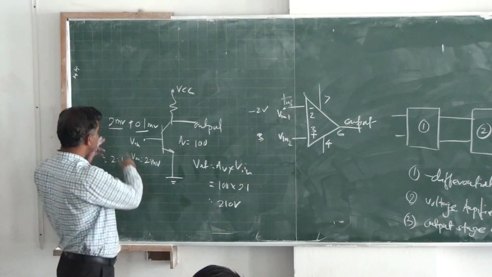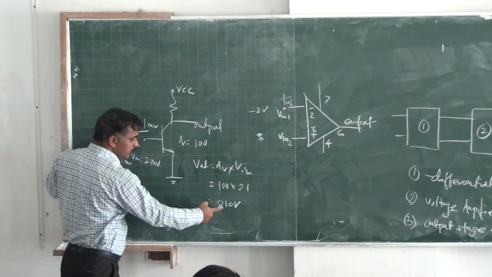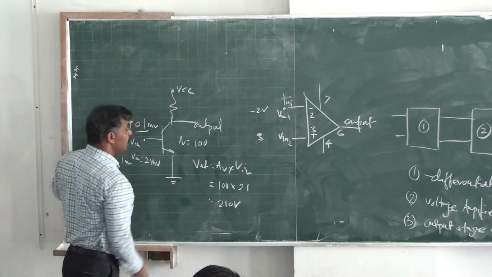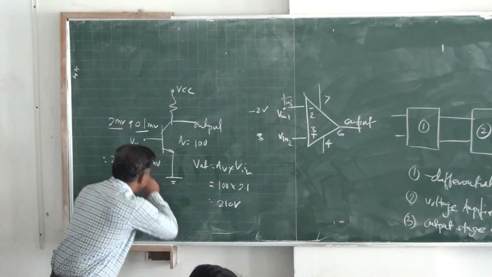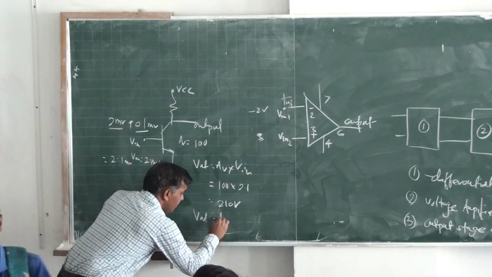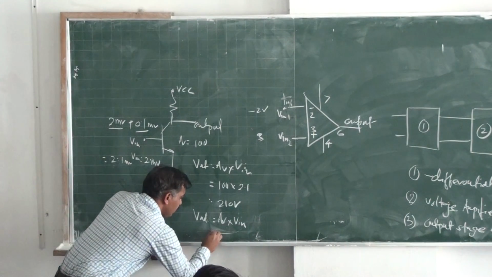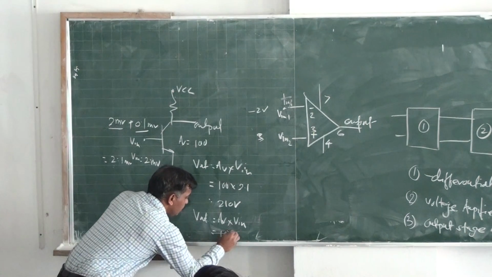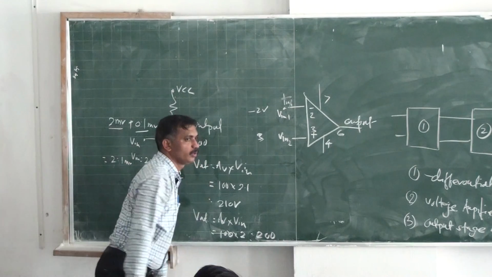Here the actual signal is 2 millivolt and 0.1 is the noise voltage. So for the total voltage you got 210 something volt. But as far as we are interested in 2, if you consider only the actual signal, Vout will be AV into Vin, where Vin is the actual signal. Let's say this is 100 into 2. So this will be 200 volt.